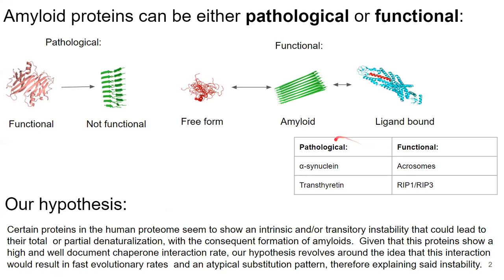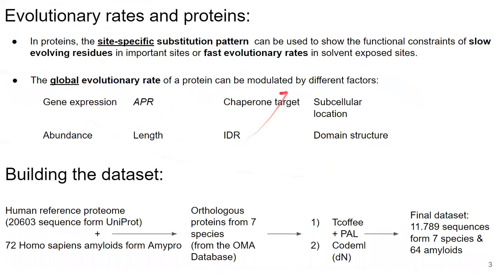Now, I'm going to talk a little bit about evolutionary rates. When we talk about site-specific rates, we're saying that the more important a residue is in a structure and therefore in a function, the less it will change. When we talk about global rates, we are talking about a lot of different factors that can or cannot modulate how a protein changes. We have some of them listed here, like gene expression, length, or IDRs.